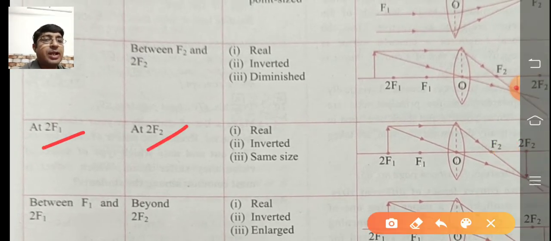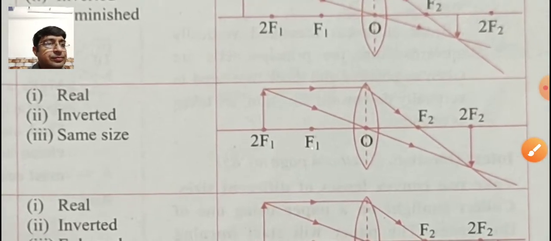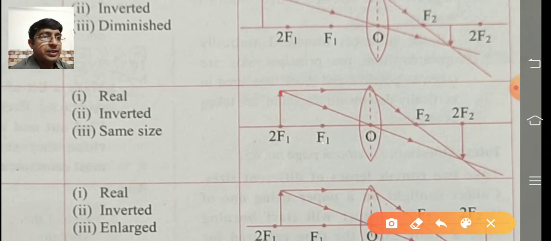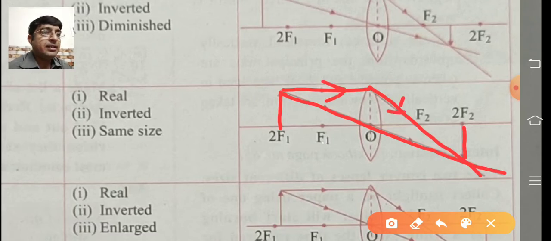Third one, object at 2f1. So the image is also formed at 2f2, by real converging of all the refracted rays. So the image is real and inverted and the same size. Now check there. Observe the figure. The object is at 2f1, and the image is formed at 2f2. So the same size of image is formed. The incident ray parallel, refraction takes place through f2 on the other side, and the incident ray passing through the optical center has no deviation. So it is very simple to practice all these ray diagrams as per the basic rules explained here.